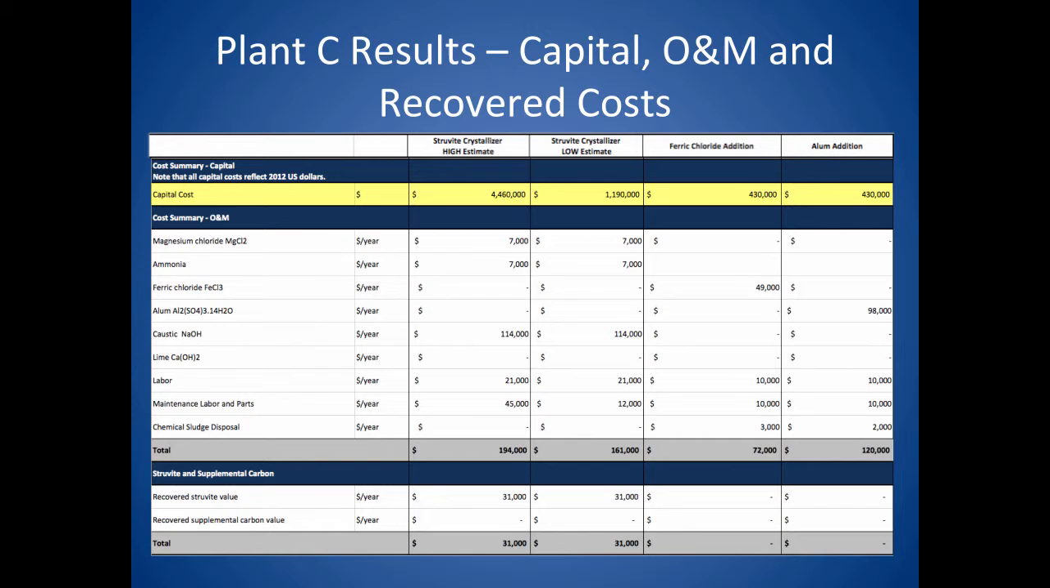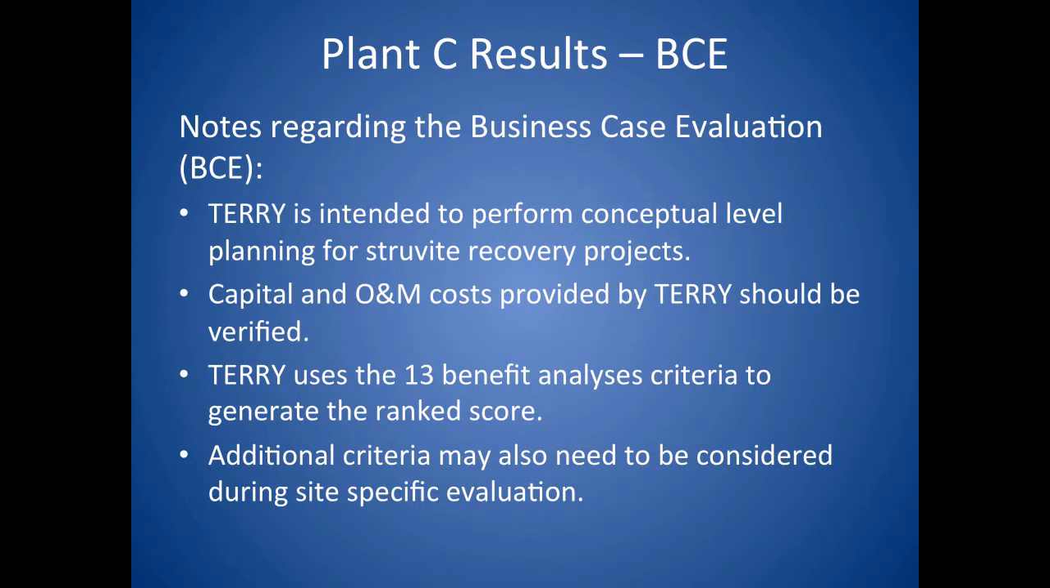This is a summary of the capital investment needed to install the system, the annual operations and maintenance costs to keep the system running, and the value of the struvite that is recovered for each of the 4 alternatives. The business case evaluation, also referred to as the BCE, in the Terry is intended to help utilities take a very high-level, conceptual look at struvite recovery for their facility. Capital and O&M cost estimates must be verified.